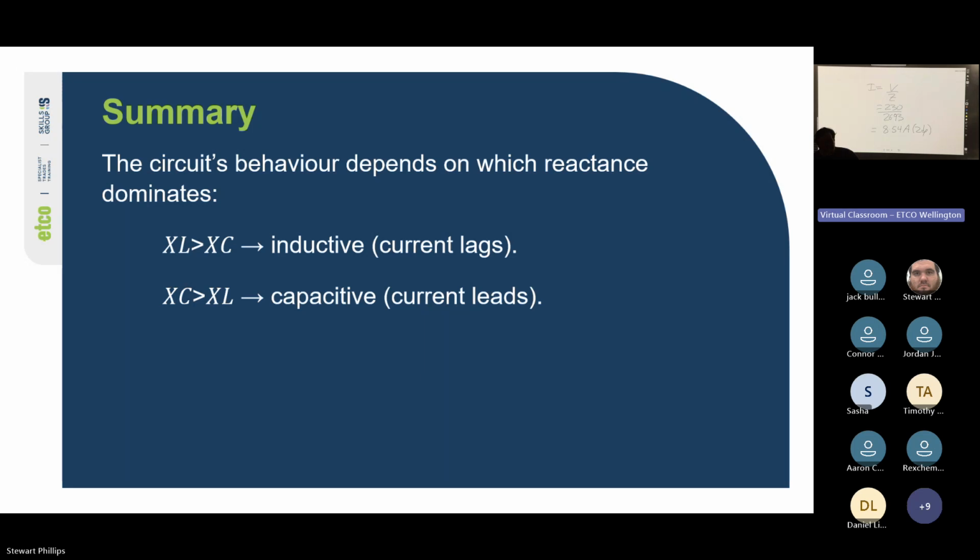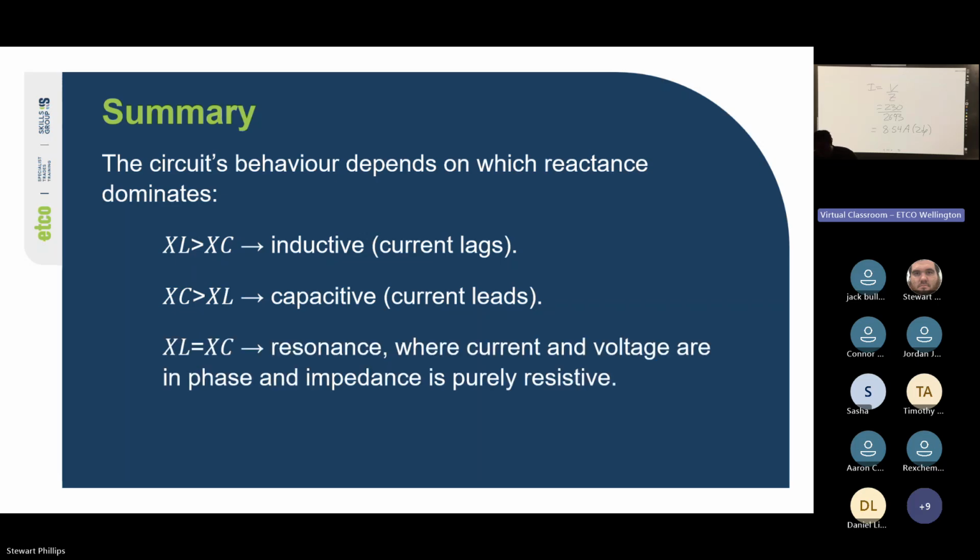So XL more than XC, inductive, we get lagging current. XC bigger than XL, capacitive, we get leading current. And then XL equals XC, we get resonance, where current and voltage are in phase, and impedance is purely resistive. But again, we also get harmonics, and we'll look at that a little bit later.